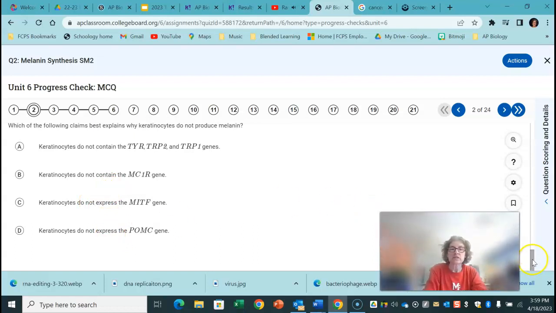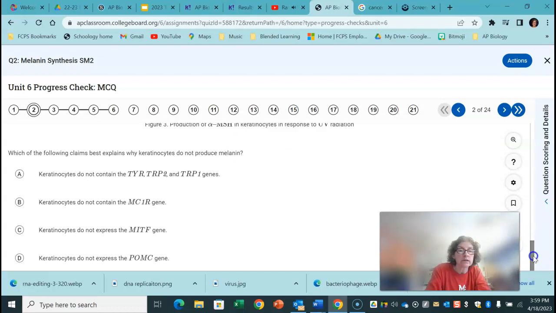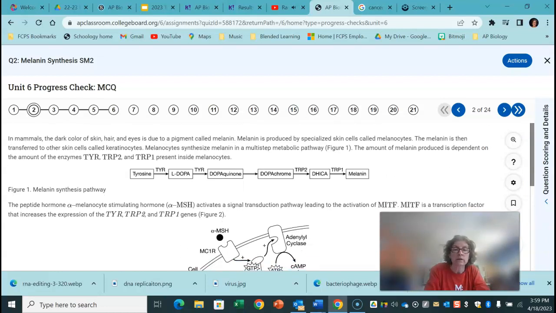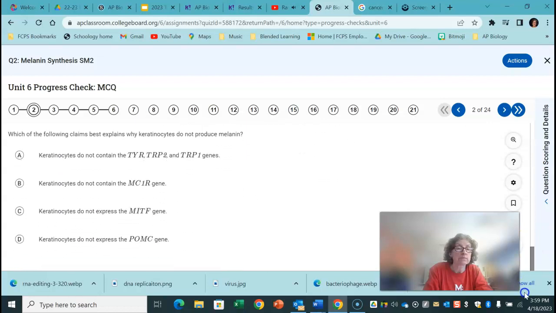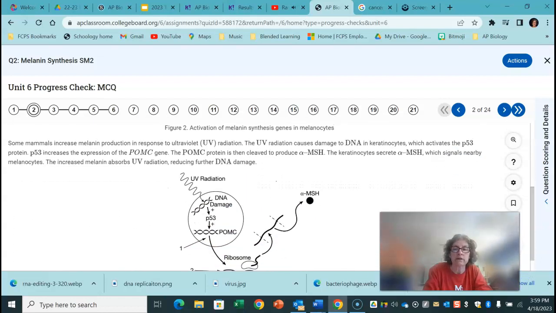Okay, so let's go up and just take a look at the information. Expressing MITF and expressing POMC and what would interfere with producing melanin. The MITF is a transcription factor, not a gene. The POMC gene produces a protein that is then cleaved to produce alpha MSH.